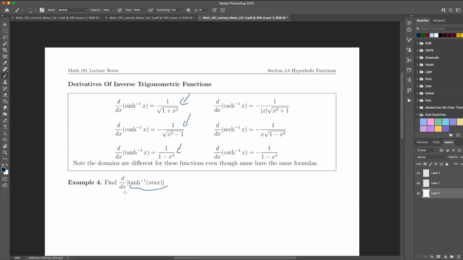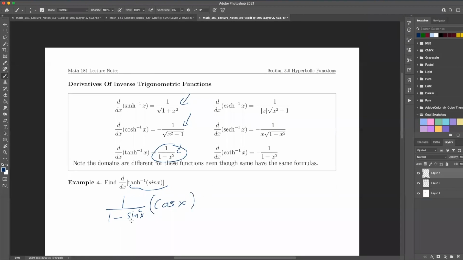Here, we're going to take the derivative of this. So the derivative is equal to 1 over 1 minus sine of x squared, because that's what my u is in this case, times the derivative of sine of x. Well, the derivative of sine of x is, of course, cosine x. From here, if you gave me this on an exam, you get full credit. I would say this is fine for the exam. Your book will want to take it one step further.